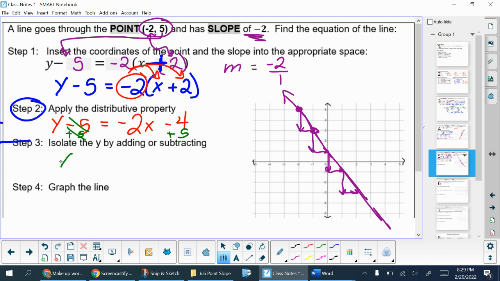So those will cancel out, leaving me the y alone. That's the whole point. Isolate the y. We get negative 2x. And then negative 4 plus 5 is plus 1.